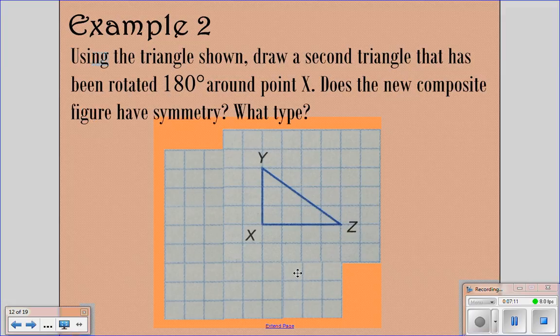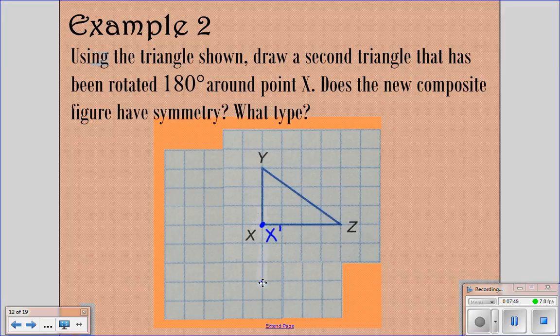So we want to use the triangle shown, and we want to draw a second triangle that has been rotated 180 degrees about point X. So we are going to take it, and we're going to rotate it about point X. So X and X prime are going to be at the same place. Now, we can rotate it clockwise or counterclockwise, either one. It does not matter. So what I'm going to do, I'm turning it 180 degrees, and so basically this line is going to be going the other direction.